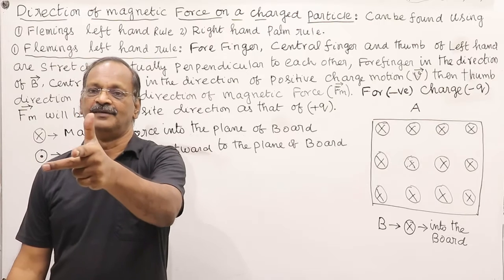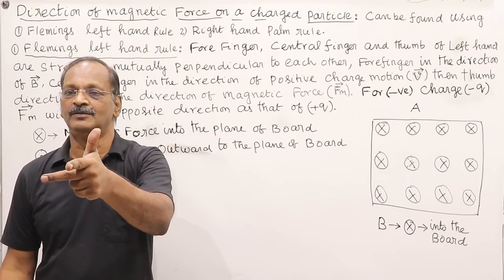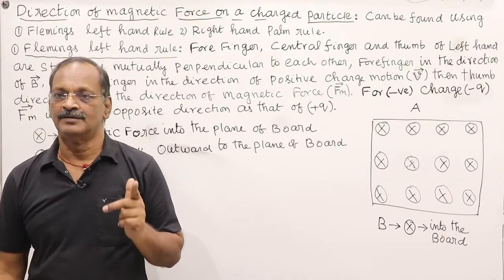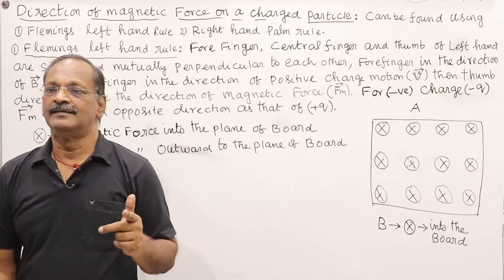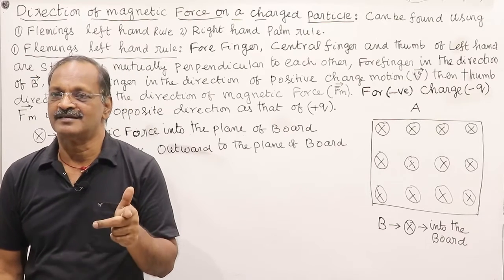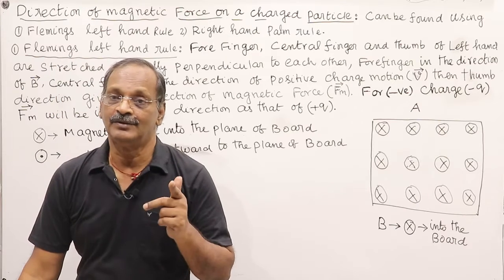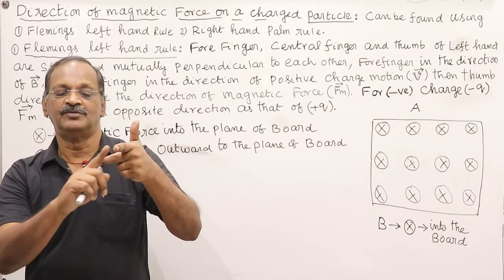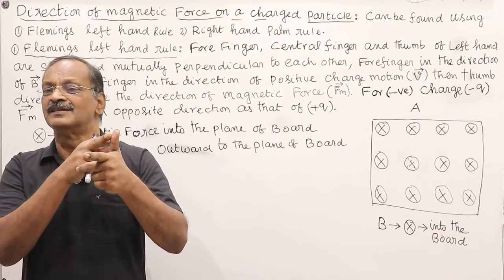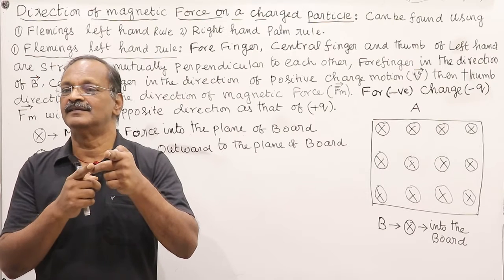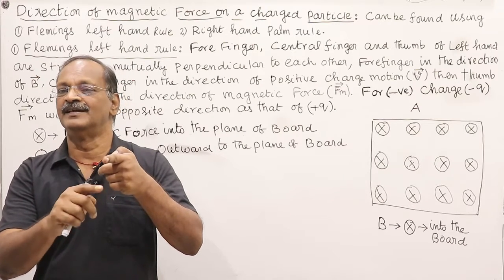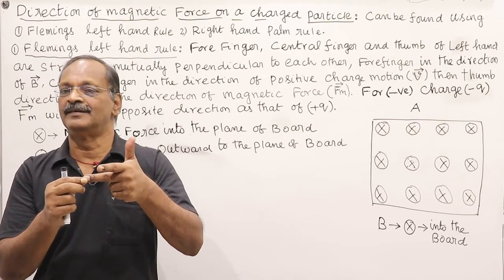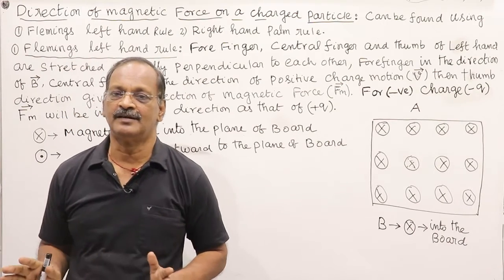We assume that the fingers of the left hand are mutually perpendicular to each other. So the forefinger, central finger and thumb of the left hand are stretched in mutually perpendicular directions. The forefinger is most important, and we use it first. Then we use the central finger, and finally the thumb automatically gives the direction of the force. Very simple. We need not confuse anything.